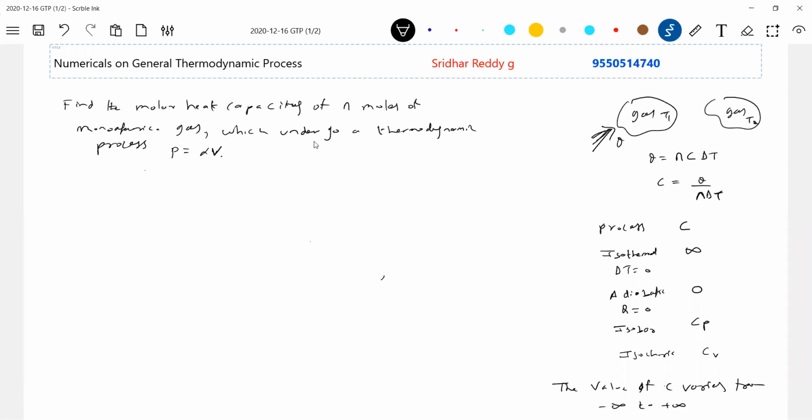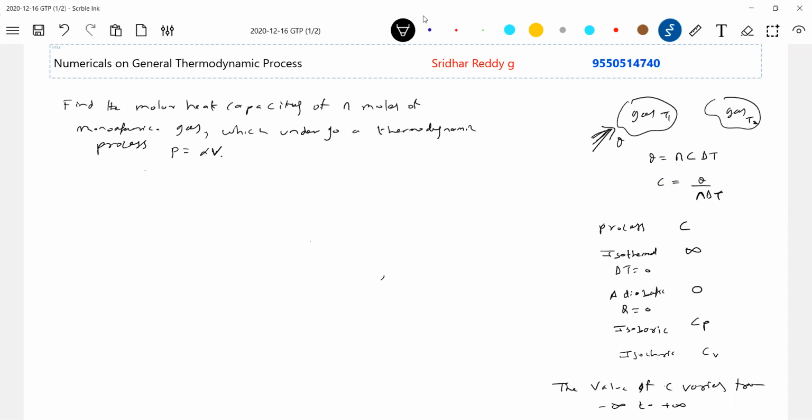What do you mean by negative? What do you mean by positive? Positive means if it absorbs heat, temperature will increase. C negative means if it absorbs heat, temperature decreases. A gas can behave like that also. Not possible in liquids, but it can happen here in gases. So these are the basic ideas of molar capacity.